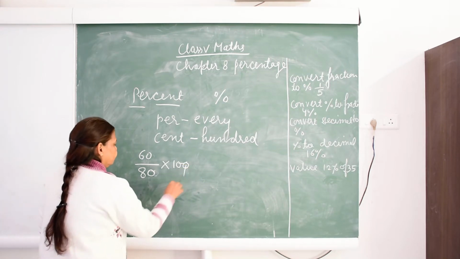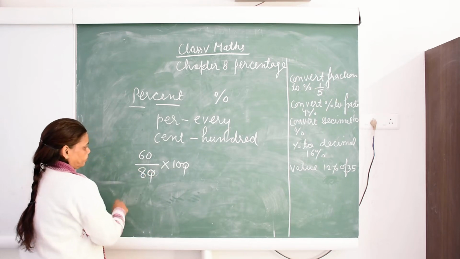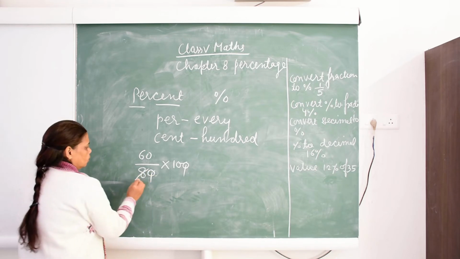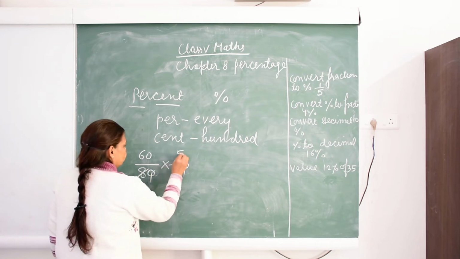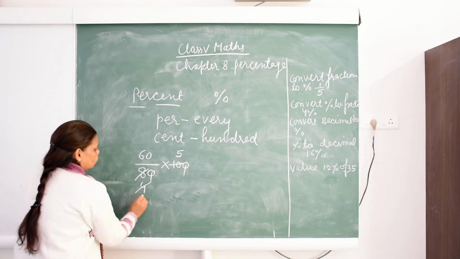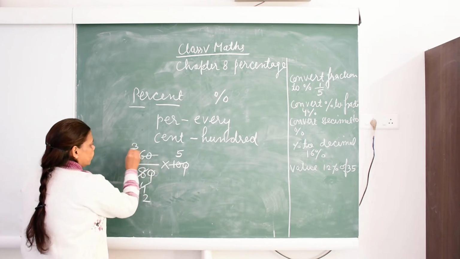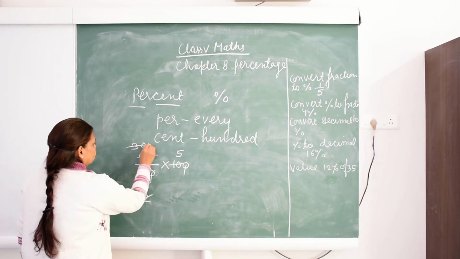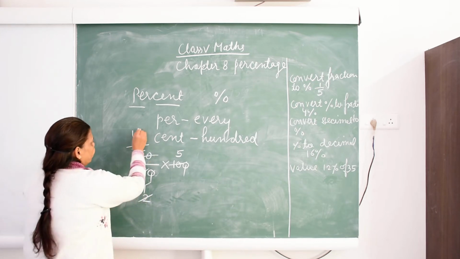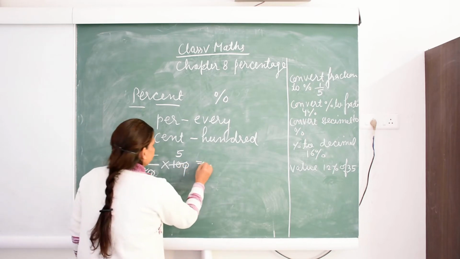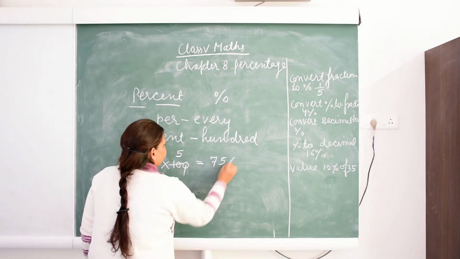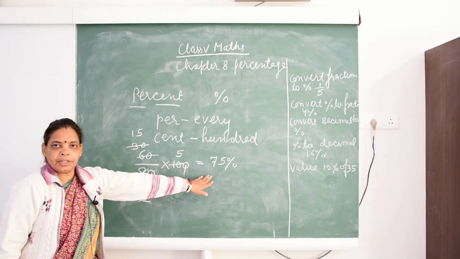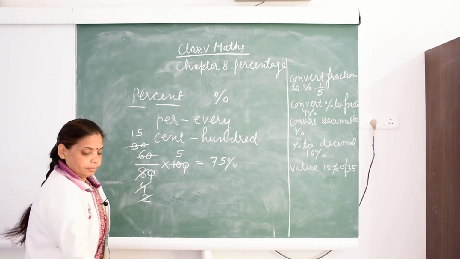So simplify it. Divide: 2 fours are 8, 2 threes are 6, 0. Again, 2 ones are 2, 2 fives are 10, and 5 fifteens are 75. So the percentage is 75%.